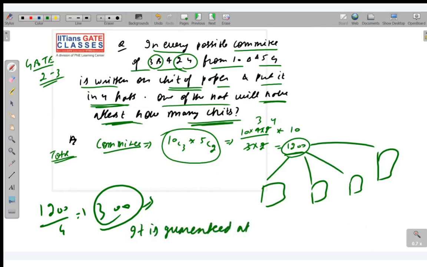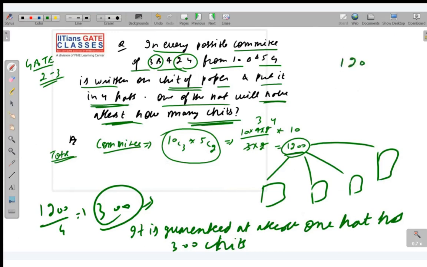It is guaranteed that at least one head has 300 chits. This is guaranteed. For example, if I take this scenario also, 1200 are given to one and the rest three are having 0. No problem. Again, my statement is correct. It is guaranteed that at least one head has 300 chits.